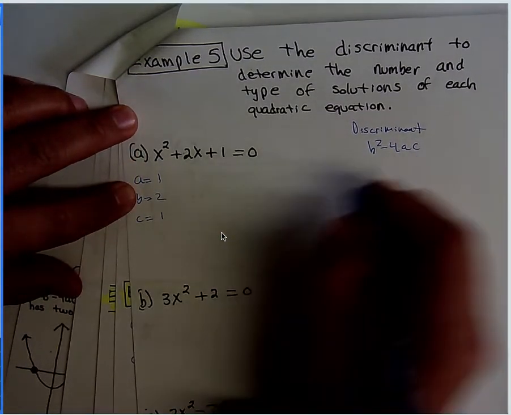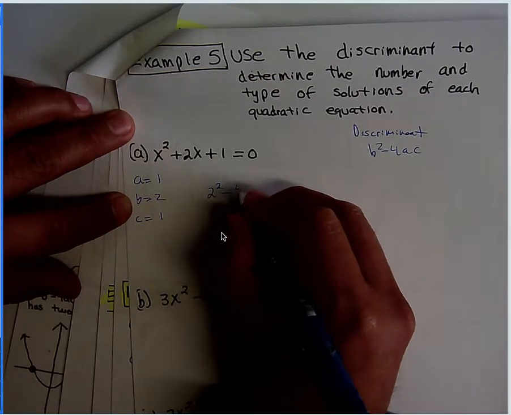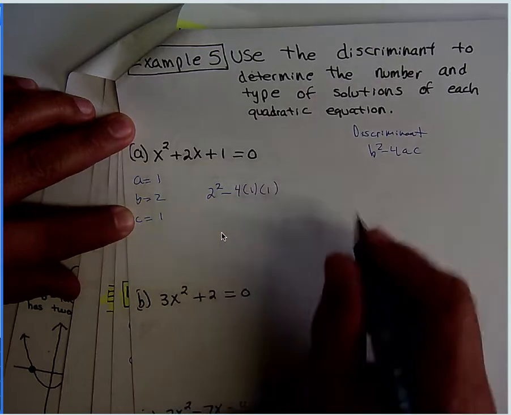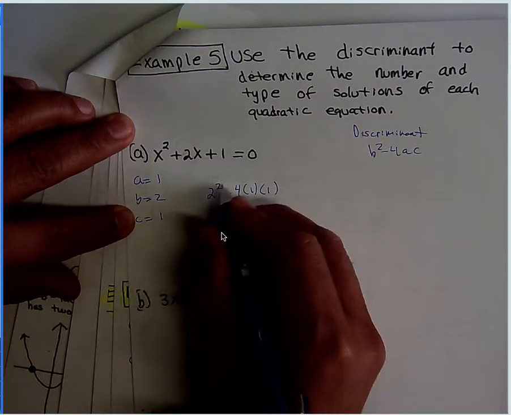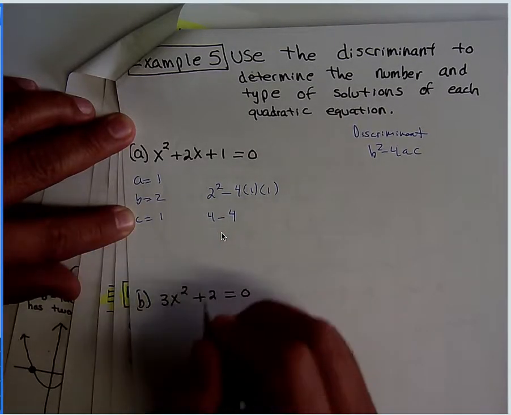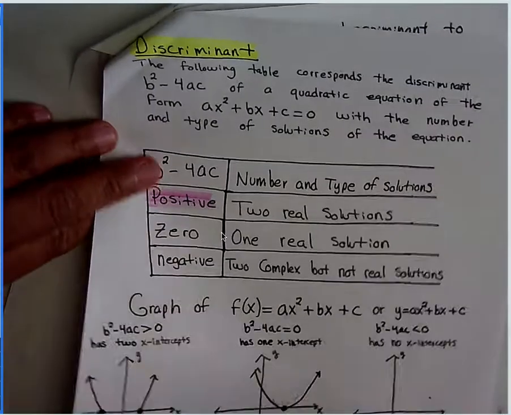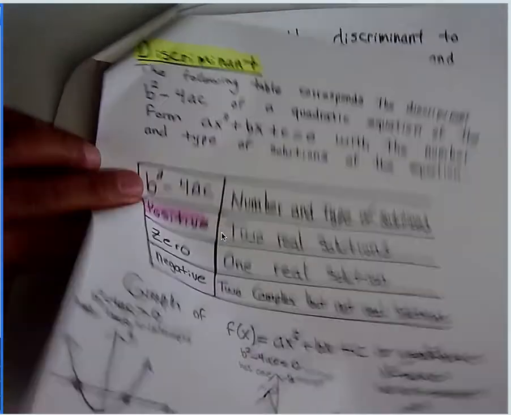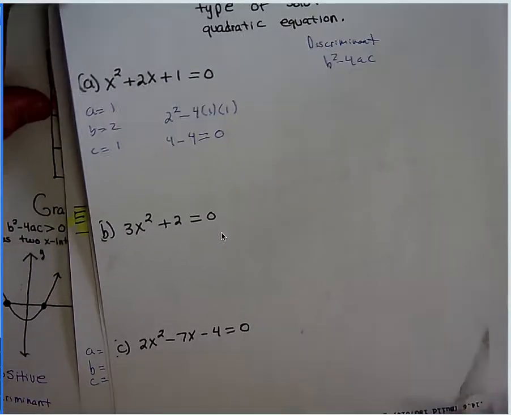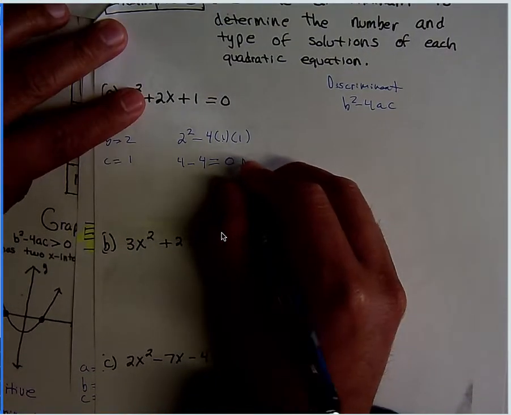So let's substitute. B squared would be 2 squared minus 4 times A, which is 1, times C, which is 1 again. So 2 squared is 4. 4 times 1 times 1 gives me 4. So again, using this one, it gives me 0. So I get a discriminant of 0. That's our discriminant.